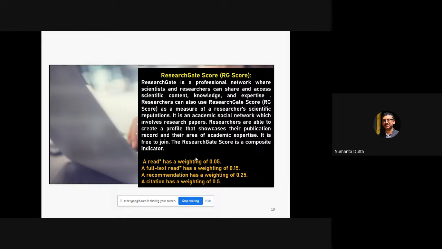The RG score is calculated based on certain weightage or composite indicators. What are those composite indicators? A view of the particular ResearchGate profile is weighted 0.5. If they rate the full paper, then 0.15. If they recommend it, it gets 0.25 weightage. And if they download the particular paper from ResearchGate and cite it, then that citation gets a weightage of 0.5. By accumulating all the weightage, the ResearchGate score of a particular scholar is calculated.